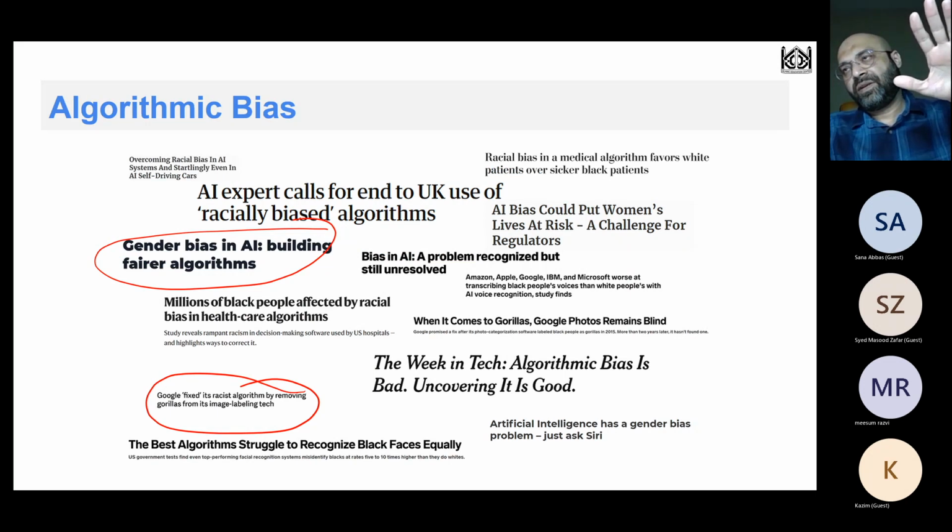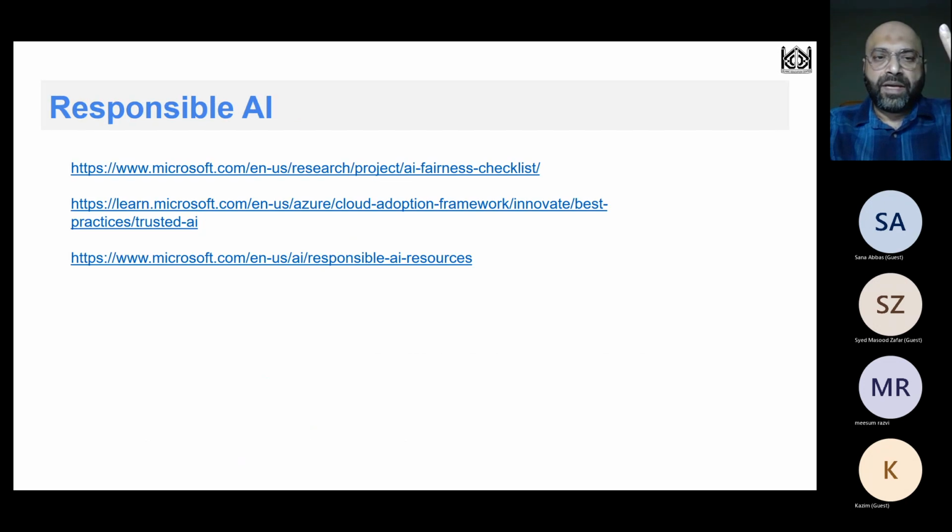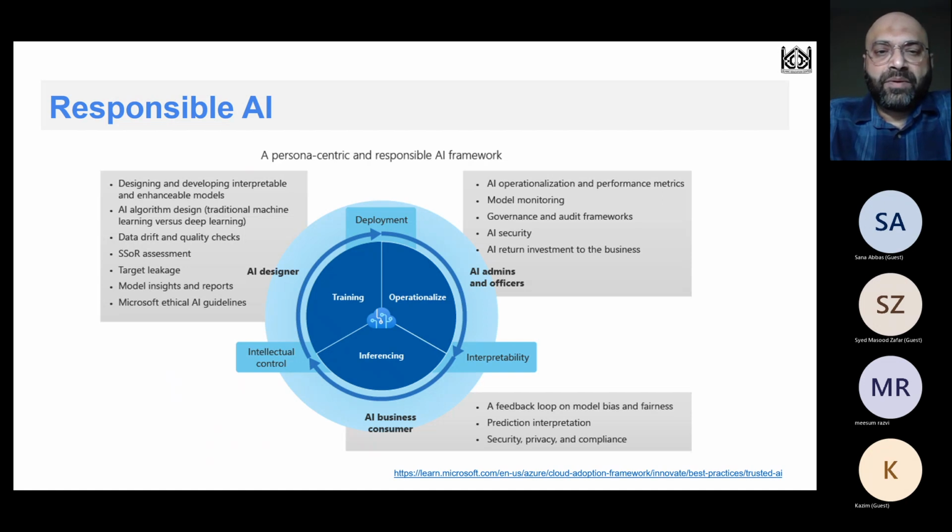So that's the negative side of it. In order to address that, Microsoft and other companies put together a responsible AI framework. Microsoft's responsible AI framework is very easy to understand, so I picked that up, and I'm going to go into details with you guys on that. They came up with a persona-centric responsible AI framework. You see three different personas: admin, designer, and the business consumer.